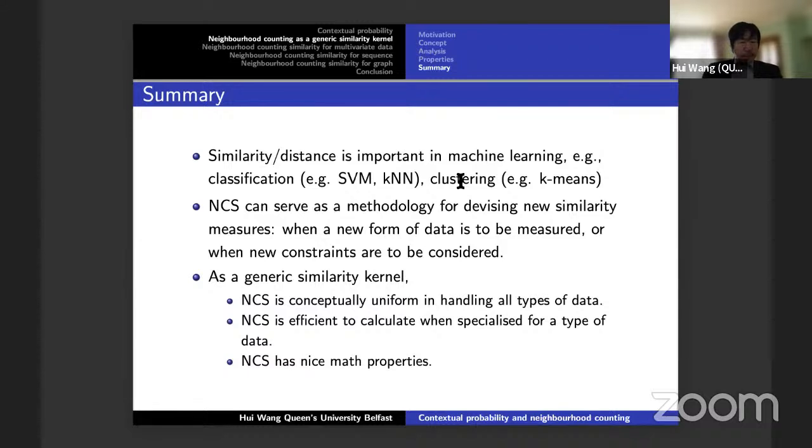And as a generic similarity kernel, the NCS is conceptually uniform in handling all types of data. It is simply a common neighborhood counting. So it is efficient to calculate when neighborhoods are specialized for a type of data. And the NCS has a nice mathematical property, as I showed earlier.